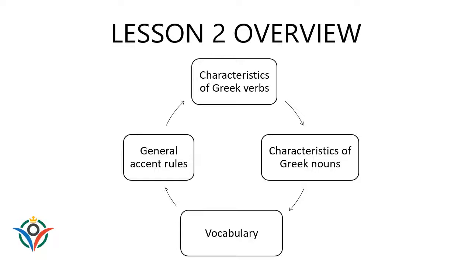We're going to begin with characteristics of Greek verbs. Next we'll move on to the characteristics of Greek nouns. And in between, we'll also do some basic English. We'll look at English sentences and word order. And then we'll finish with vocabulary plus some more general accent rules. So if you're ready, let's get going.